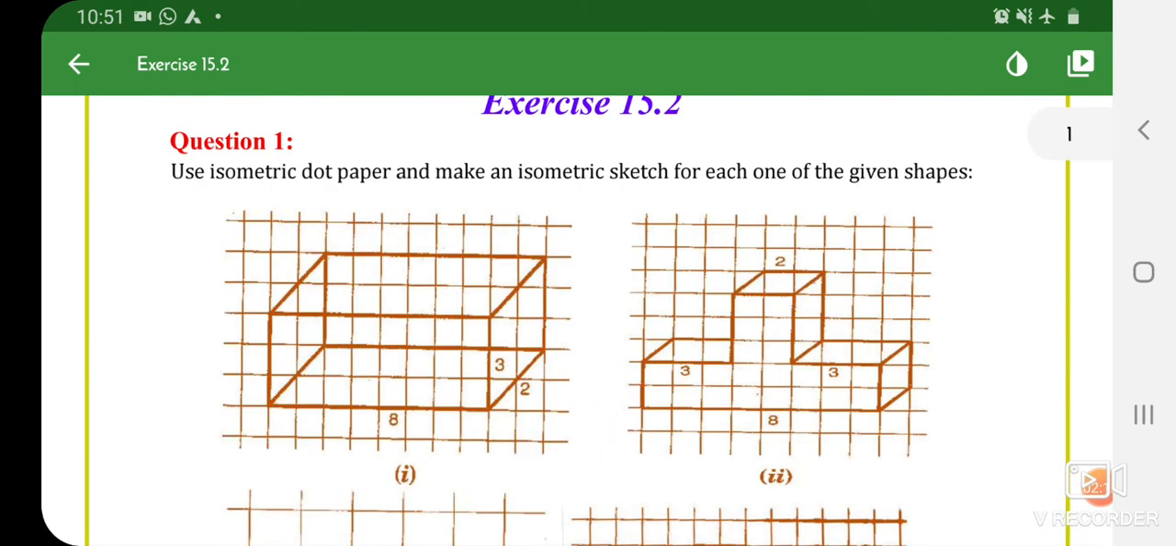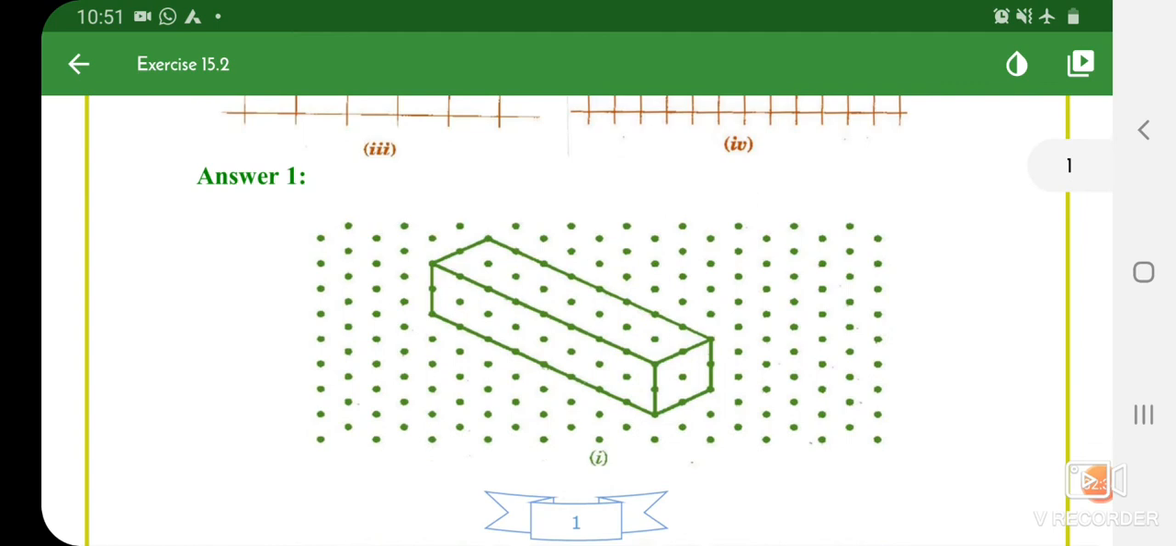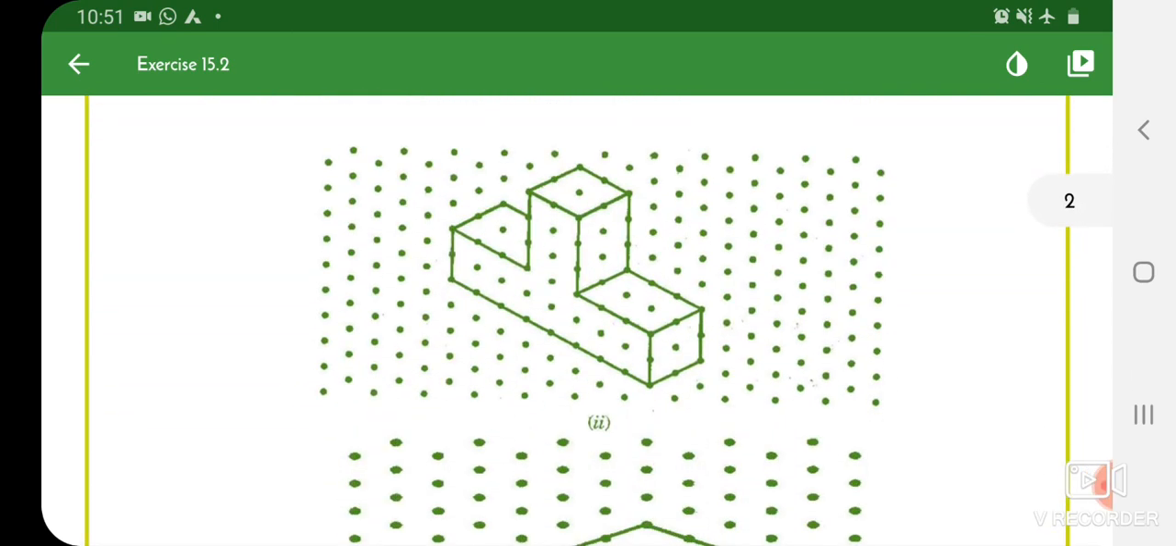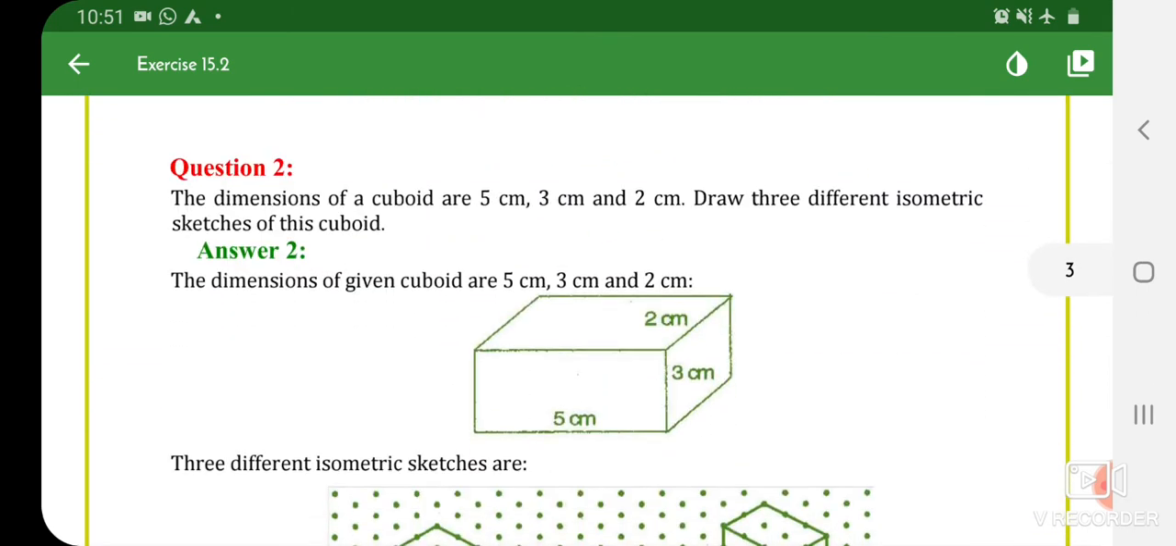In exercise 15.2, you have to do all these questions in your book. Okay, like that. You can see the first question is: use isometric dot paper and make an isometric sketch for each one of the given shapes. Here are given shapes and you have to make an isometric sketch like that. Okay, you can see here answer first, and answer number second is like that. So you have to do it by yourself.